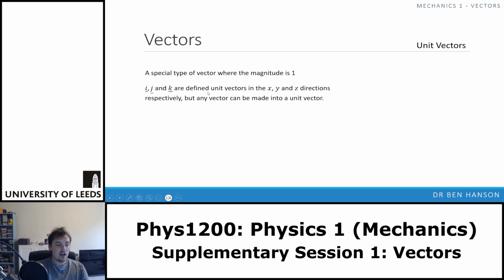i, j, and k are therefore unit vectors in the directions of x, y, and z. But any vector can be a unit vector. We'll get onto that shortly.